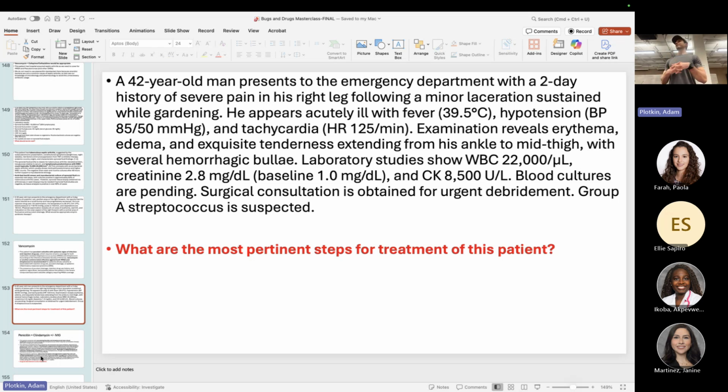So with this case, if it's toxic shock, how do I approach treating that? Obviously, go to surgery, right? Okay, what do we do?